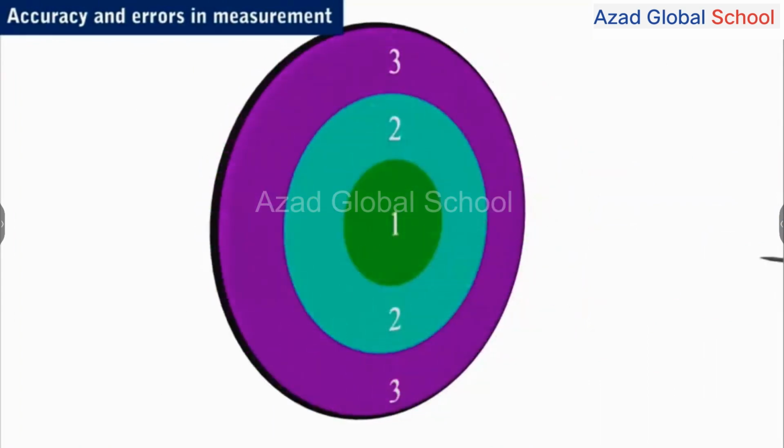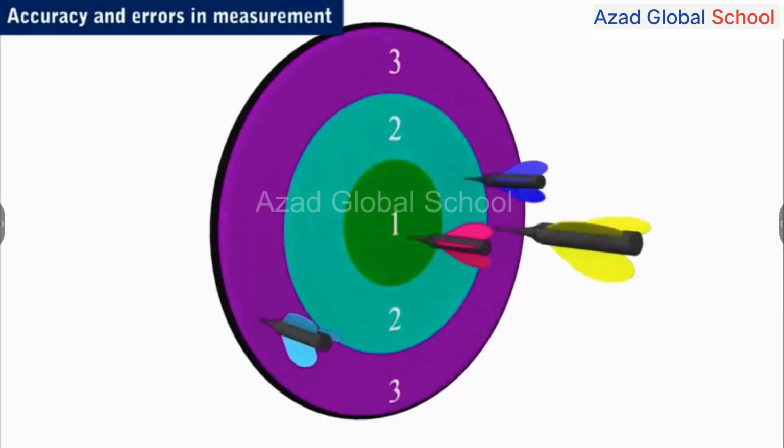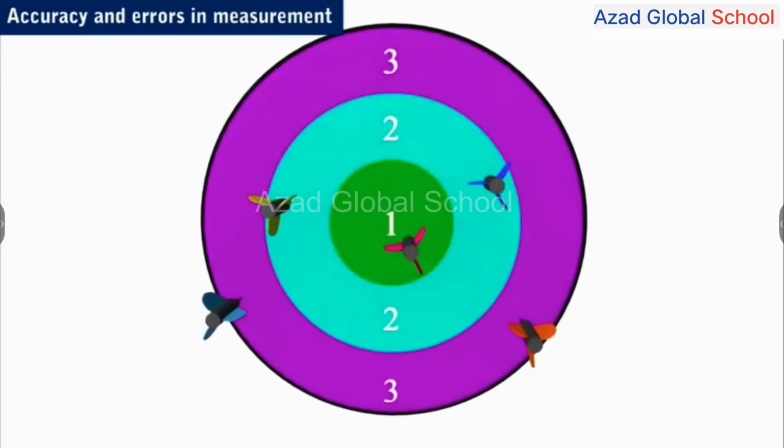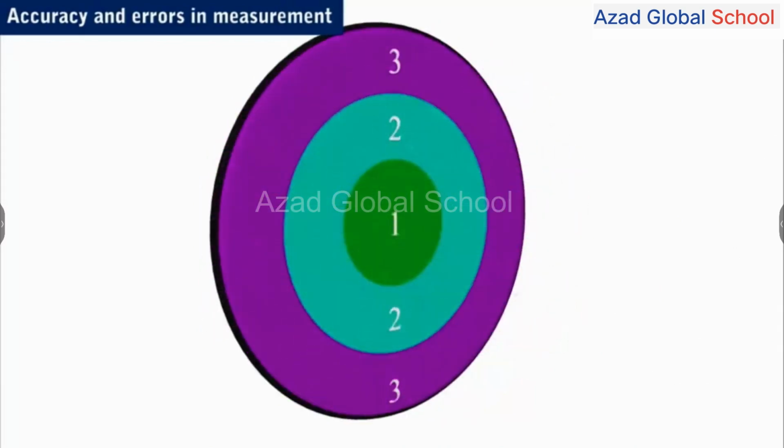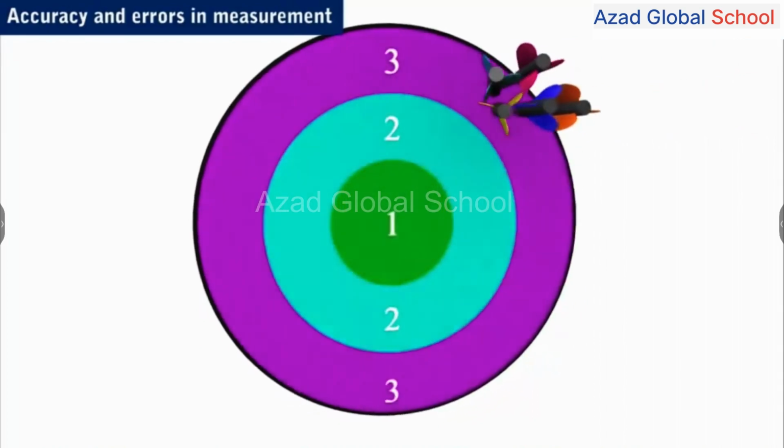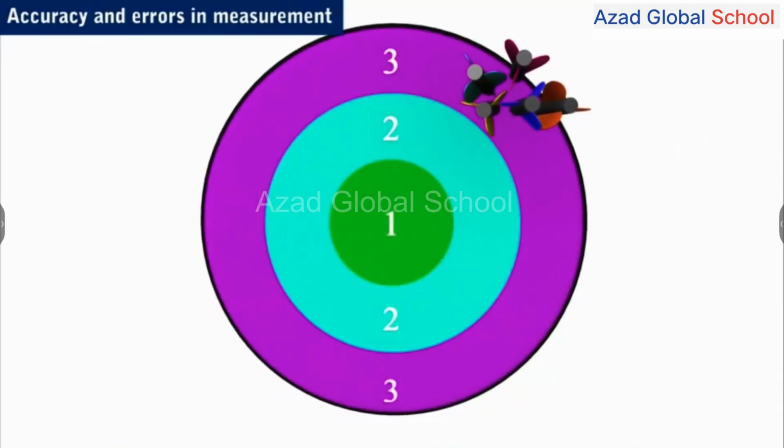Accuracy is the degree of closeness of the measured value to the true or actual value. How close the darts land to the center of the bull's eye determines the accuracy of the throw. Precision is the degree of resolution of a measured value when the same quantity is measured with different devices. If all 5 darts land on the same point, then the throws are said to be precise.